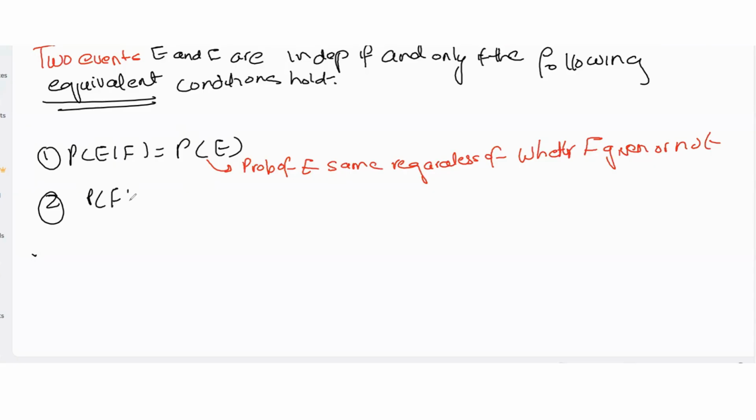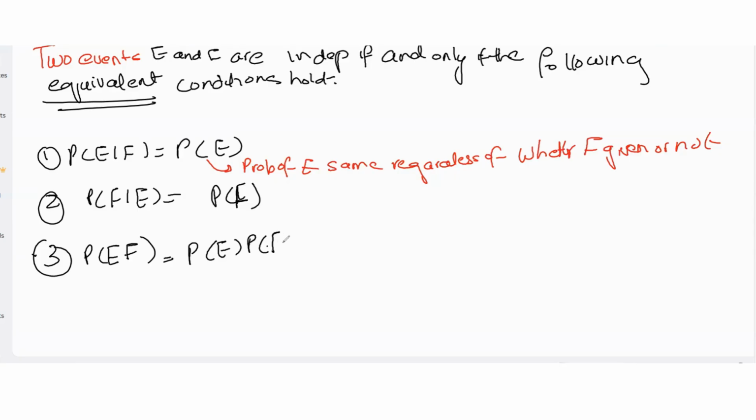Similarly, the probability of F given E is equal to the probability of F. So the probability of F is the same regardless of whether E is given or not. The occurrence of event E does not affect the probability of occurrence of event F. The conditional probabilities are equal to unconditional probabilities. And third, the probability of E intersection F is just equal to the product of the individual probabilities. So if two events are independent, then these equivalent conditions hold.